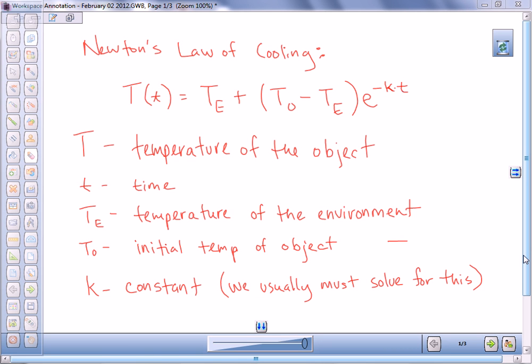Oh, yours tomorrow will be over this. It'll be an application of Newton's law of cooling.